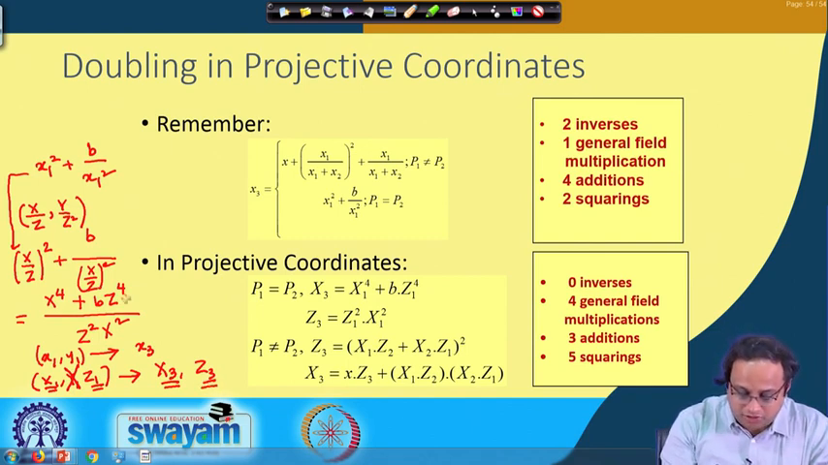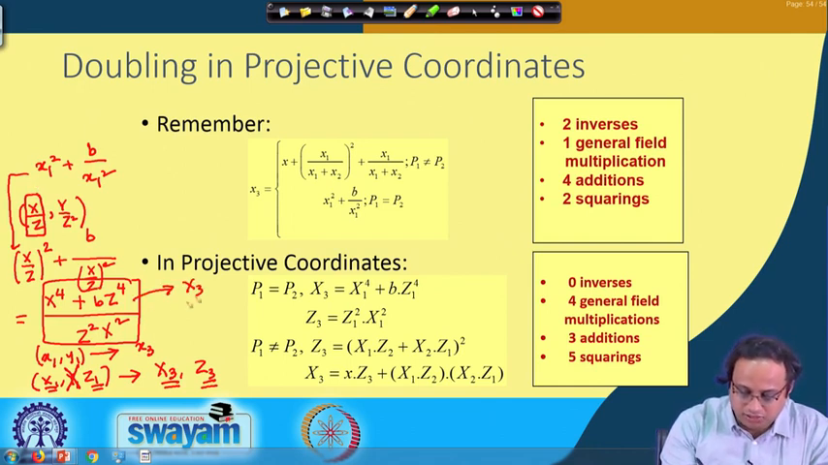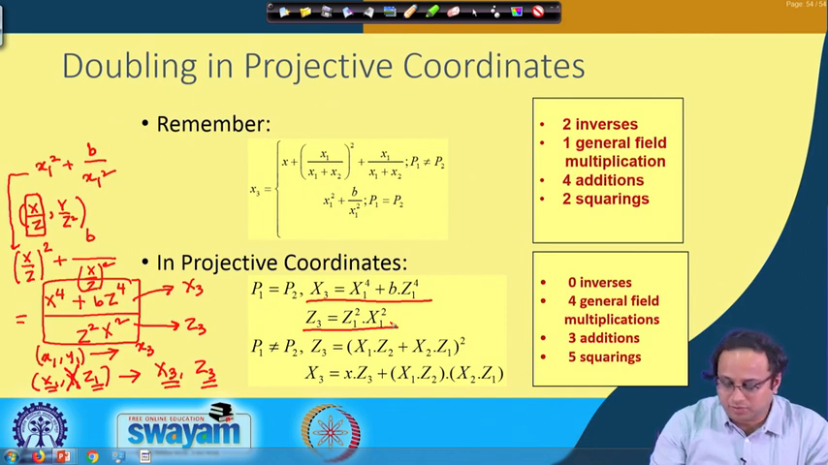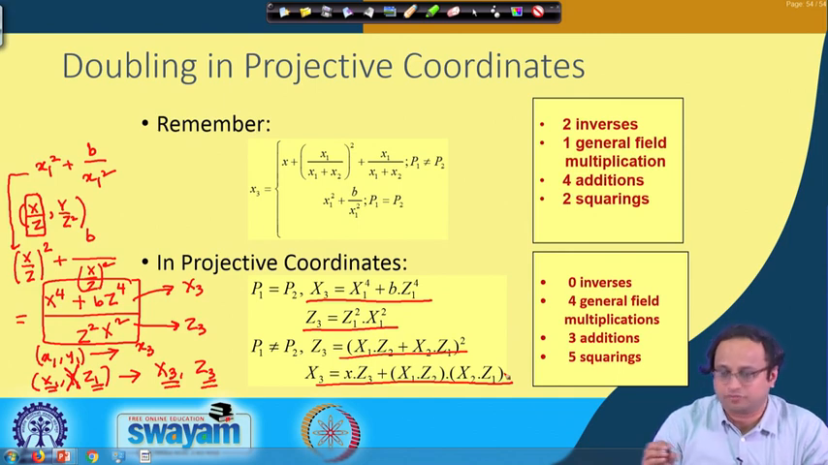Consider this as your x3. Then, if you see the Lopez-Dehab representation, the numerator stands for x3 and the denominator stands for z3. That means now I can process the numerator and the denominator separately. This is my x3 equation and this is my z3 equation. Likewise, even in the addition operation, you can process x3 and z3 separately. So, there are no inversions required; you see that 0 inverses are required.